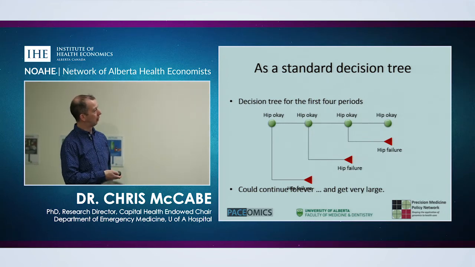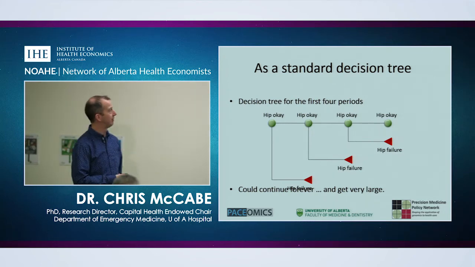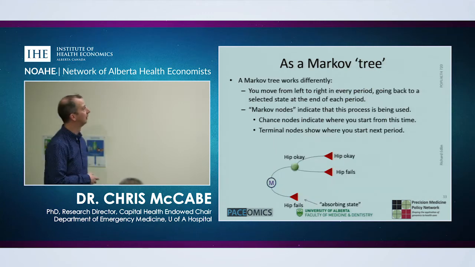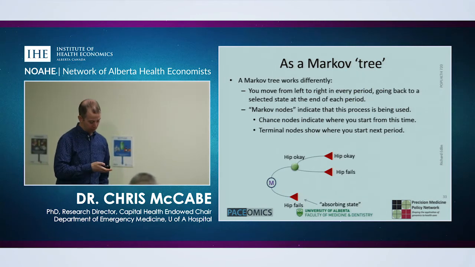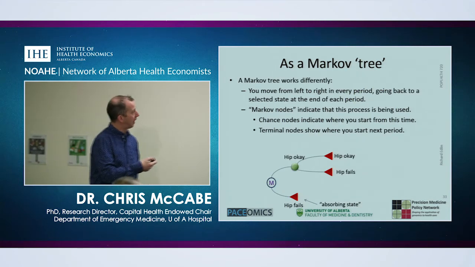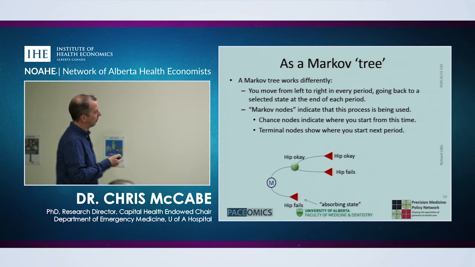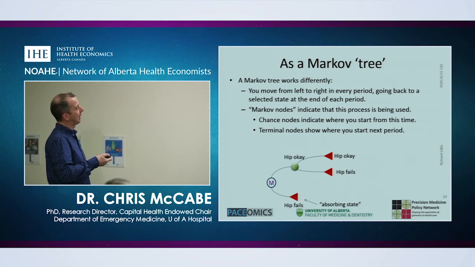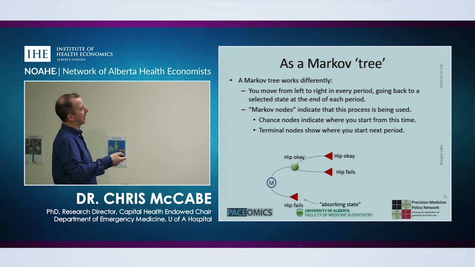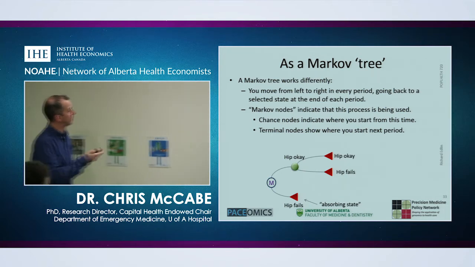We could go on, and it would, as you can say, get very large very quickly. Or we can just represent it as a Markov tree. Something's a Markov tree when the diagram has this symbol at the front of it. Instead of that square decision node, it's a circle with an M to tell us this is a Markov tree. It tells us a Markov process is being modeled.